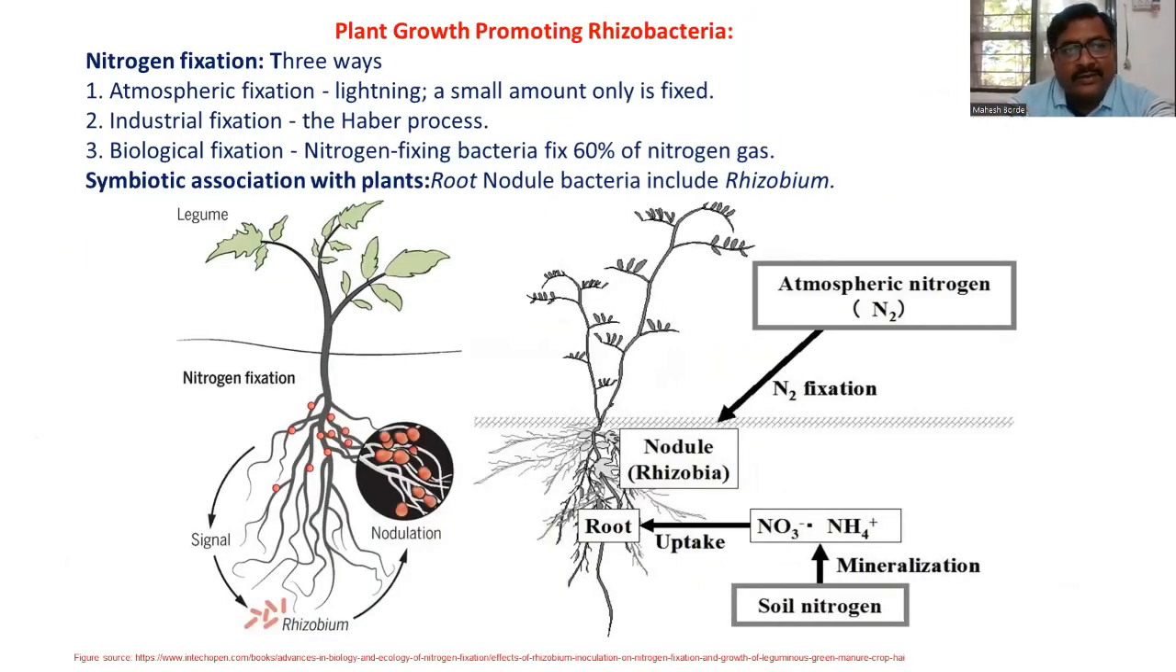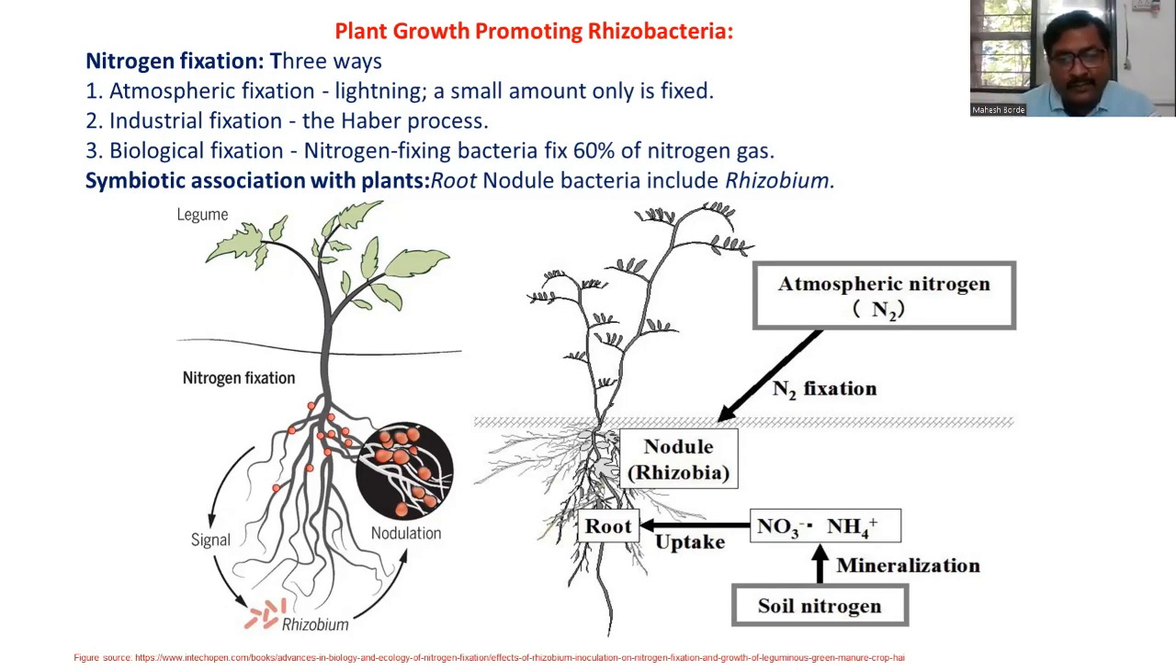Like there is one major important nutrient, that is nitrogen. And mostly the nitrogen is fixed in three ways. First one is atmospheric fixation. Second is industrial fixation. And third, the largest fixation, is by the plant, that is biological nitrogen fixation.